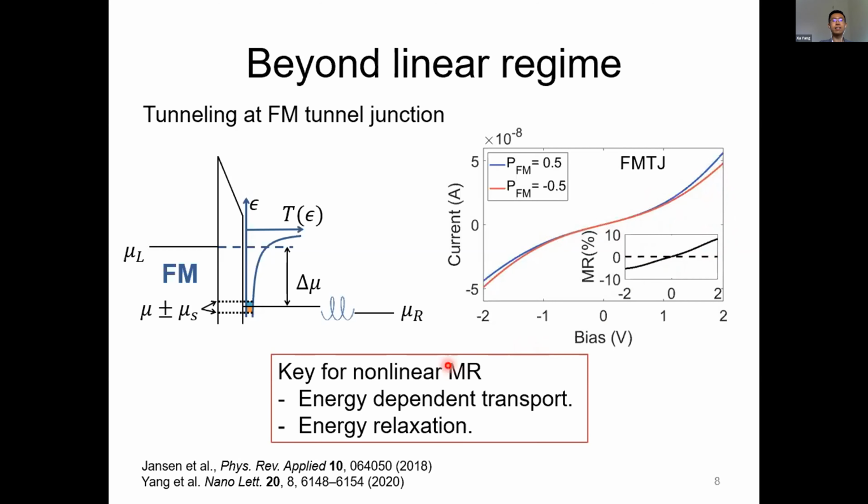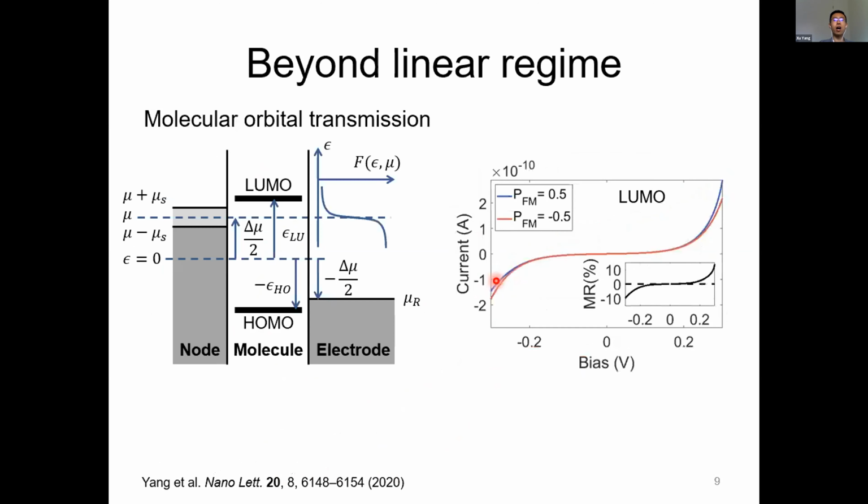So what I tell you here is that the key to generating this MR in the nonlinear regime is energy-dependent transport, tunneling, and then energy relaxation in the node. And what we're talking about here is only the nonlinear mechanism at the ferromagnetic tunnel interface. We haven't talked about the nonlinear mechanism in the molecule yet, and we're already able to get this MR signal. And then next, we also have, of course, nonlinear mechanisms inside the chiral molecule. And here, for example, the transmission through molecular levels, either the HOMO level or the LUMO level. I will skip the details here, but the result is very similar.